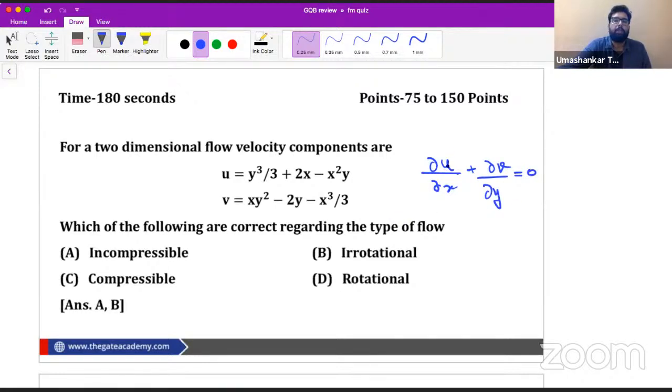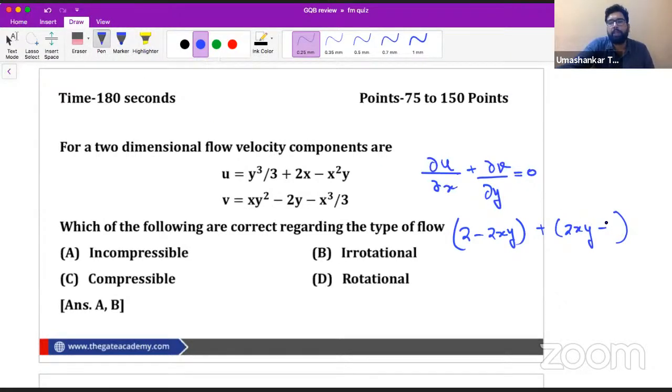Now, if we want to see whether these satisfy this equation or not, del u by del x will be 2 minus 2xy, and del v by del y is 2xy minus 2, right? We are differentiating it partially.